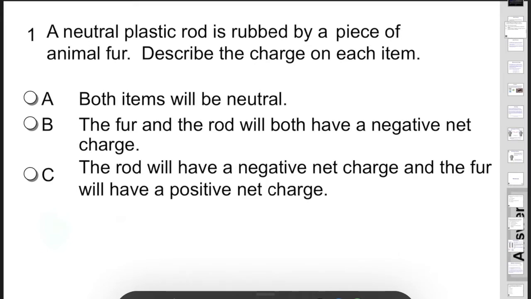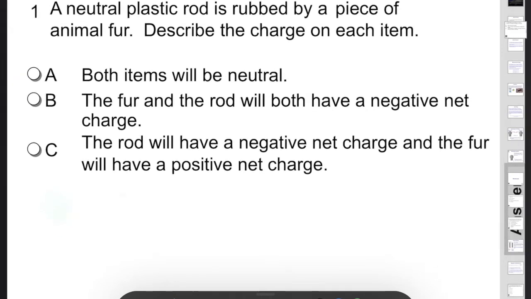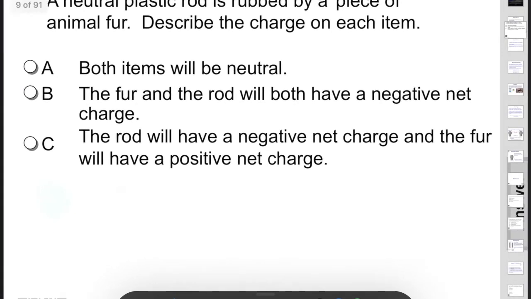Okay. Now we're going to be working with a few questions or examples about this topic to try to review and try to understand more these problems. Now, first problem, a neutral plastic rod is rubbed with a piece of animal fur. Now we need to describe the charge on each item. Come on, what is going to happen after you rub them together?